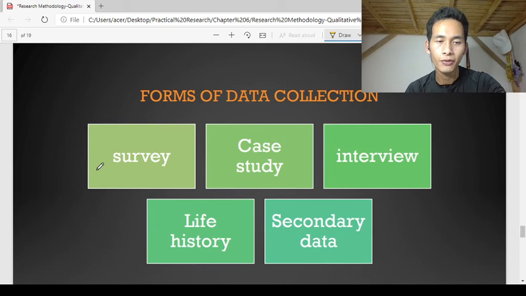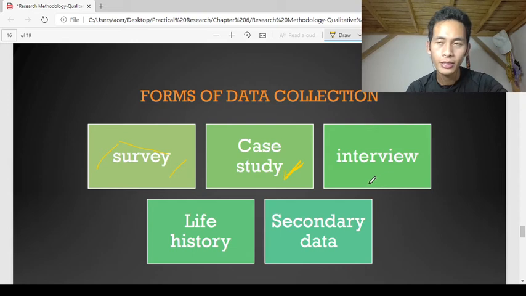So, it can be a survey, right? Survey, but really different from quantitative research wherein the survey is interpreted through statistical measures. Conducting a case study, right? Analyzing the case of a particular or a certain problem, and providing solutions. So data gathered through analyzing cases.